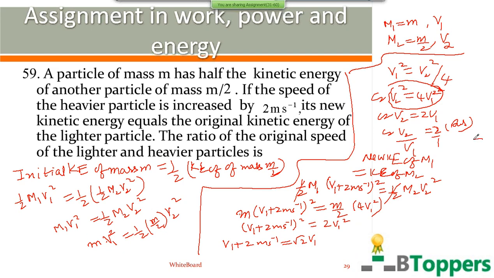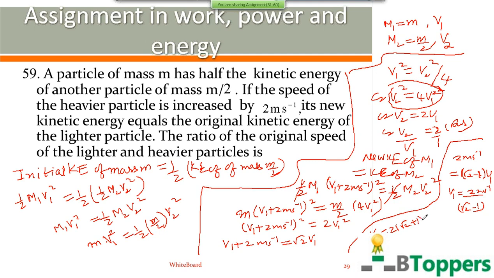This you can simplify yourself to complete the problem. So for V1 you get 2 meter per second by (root 2 minus 1). Next you multiply the denominator with root 2 plus 1 and complete the calculations, so you get V1 equal to 2 into (root 2 plus 1) meter per second. V1 is the original speed of the first particle or heavier particle, which you are asked in the next question.